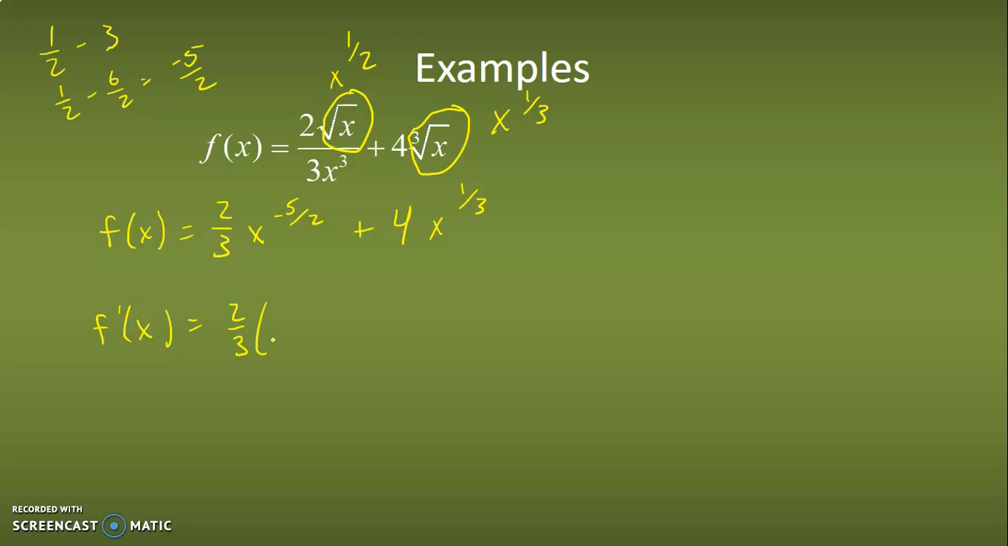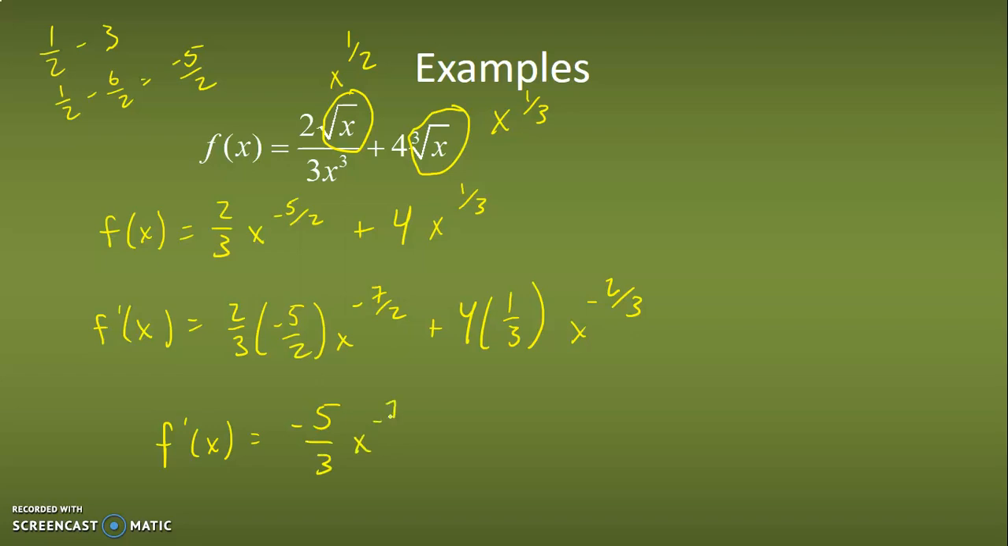So 2/3 times negative 5 halves times x. If I drop this by 1, I'm going to be negative 7 halves. And then 4 times 1/3. And if I drop this, it's going to be x to the negative 2/3. I can stop here, or I can simplify a little bit. In this case, 2's cancel, so I'd have negative 5/3 x to the negative 7 halves plus 4/3 x to the negative 2/3. You might see it back with radicals.